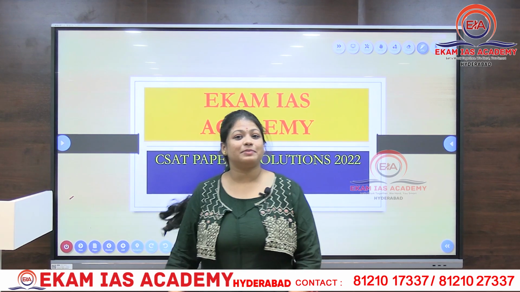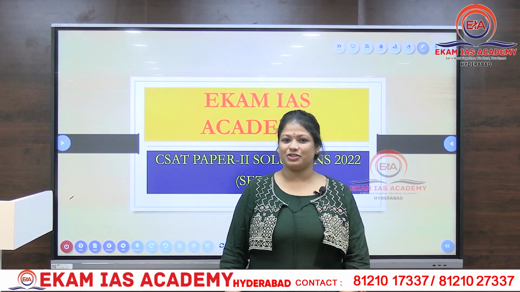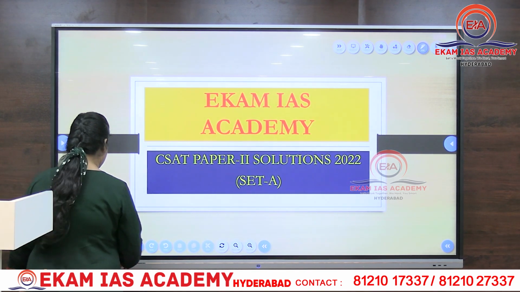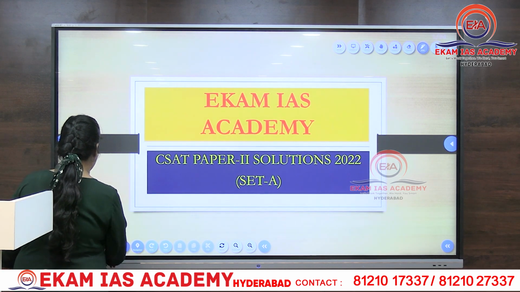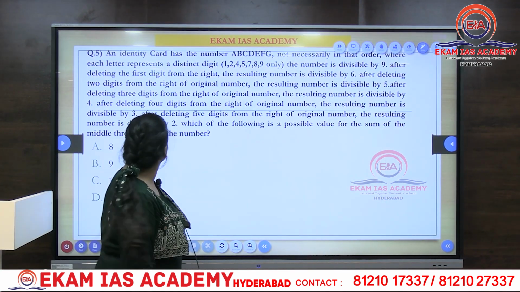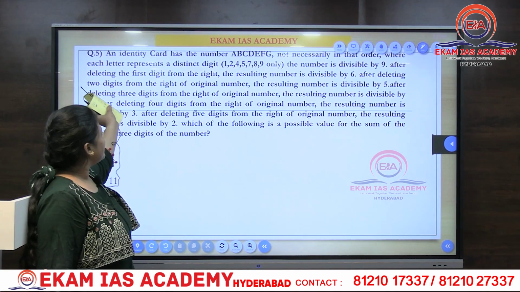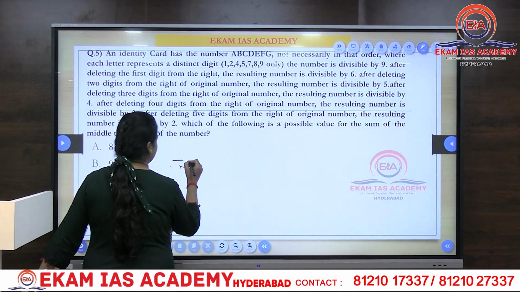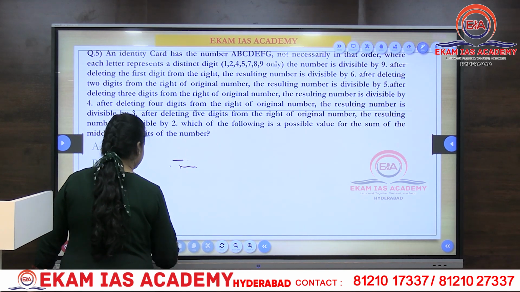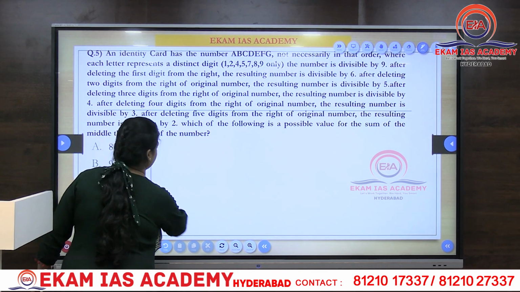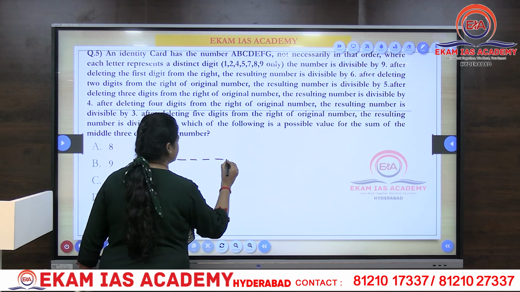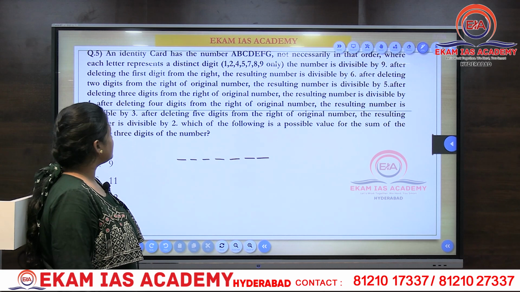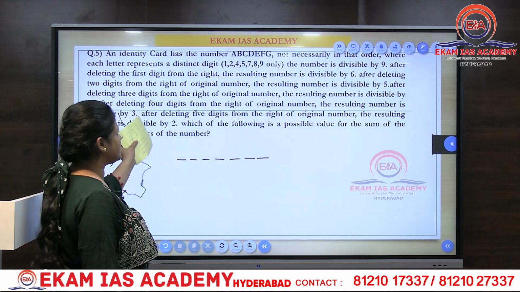Now I am dealing with part 2 of CSAT 2022 UPSC paper and it is set here, okay? First question is, an identity card has numbers A, B, C, D, E, F, G, not necessarily in the order, where each letter represents a distinct digit.